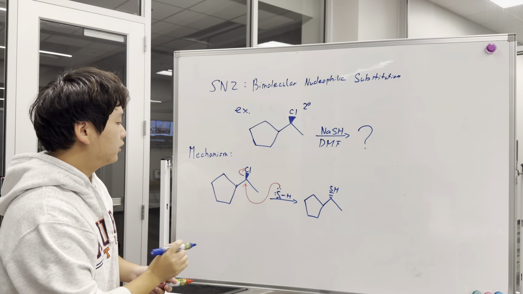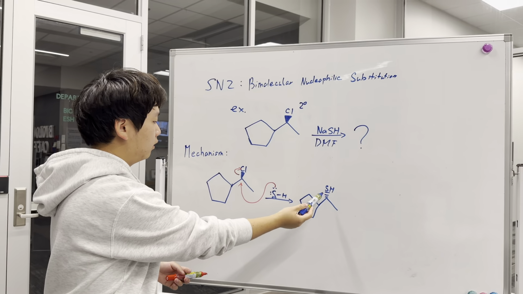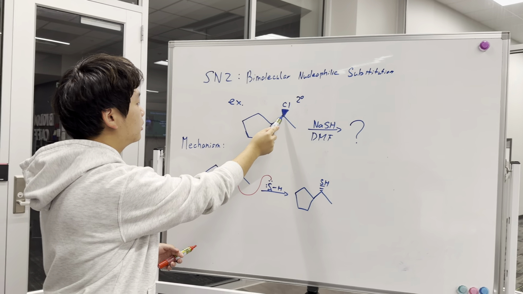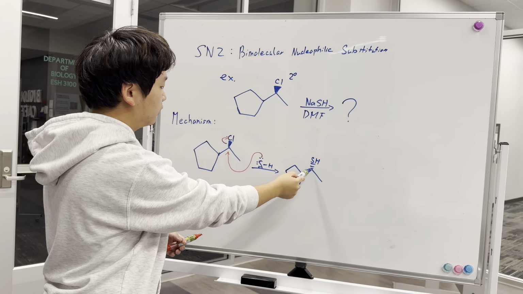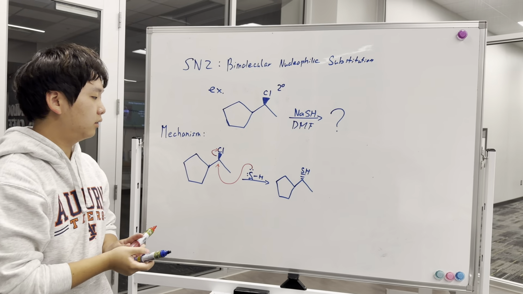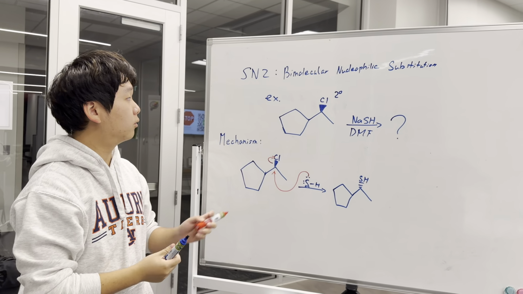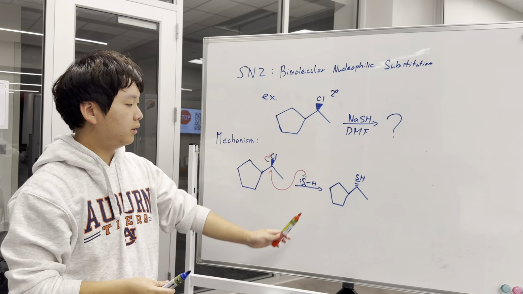As you may have noticed, we have a change of configuration because this carbon center is chiral, and our product will have another chiral center. So an inversion of stereochemistry will happen. And so for SN2, there's going to be an inversion.